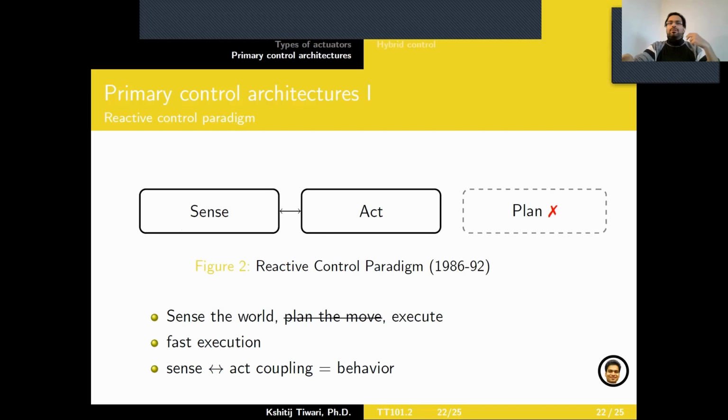It's a fast execution because you sense and you act. And every sense-act coupling is known as a behavior, which means there could be multiple of these couplings and hence multiple behaviors. So for example, you have a behavior of what to do when you touch something hot, when you touch something cold, when you touch something fragile, etc. So depending on what stimulus you get while sensing, you have not a plan, but an action. So you don't need to plan anything, okay? So you have behaviors, and your final behavior could be a combination of a lot of these behaviors as well.